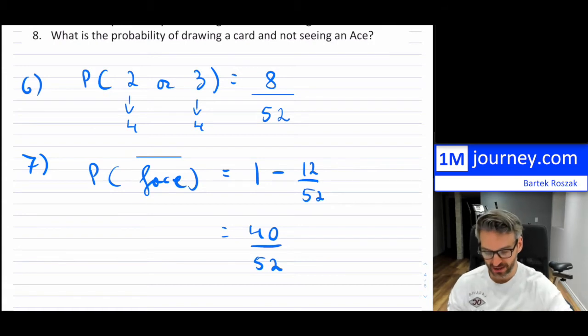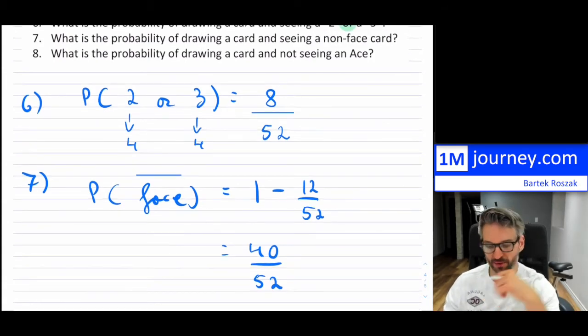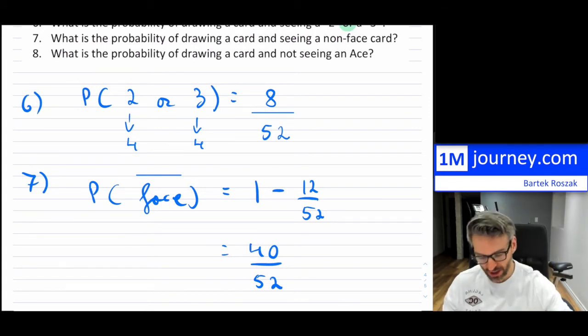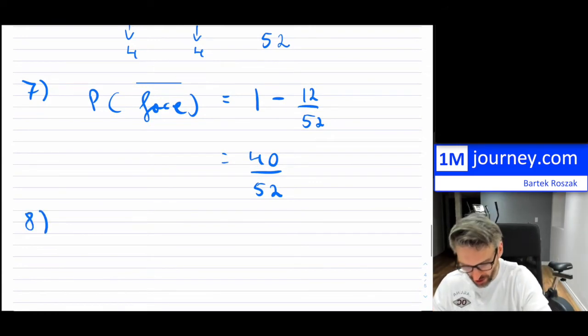So that's that. Question 8, what is the probability of drawing a card and not seeing an ace? Notice, not seeing an ace. Well, how many aces are there? There are 4 aces, right?